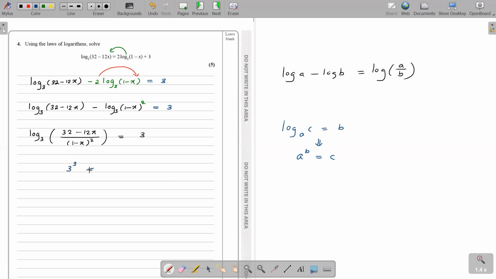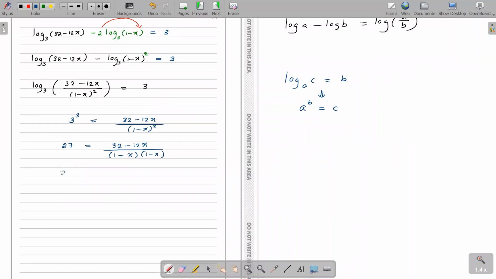3 to the power of 3 equals 32 minus 12x over 1 minus x square. Are you with me? So what do I get here? 3 to the power 3 is 27. 32 minus 12x over 1 minus x square. You can expand 1 minus x square, right? 1 minus x square is 1 minus x into 1 minus x. Okay, so let's get the answer. Simplify, open the bracket, take it to the other side together.